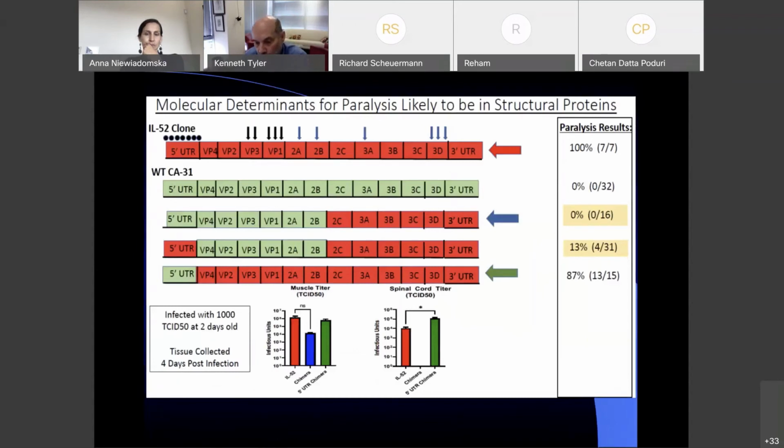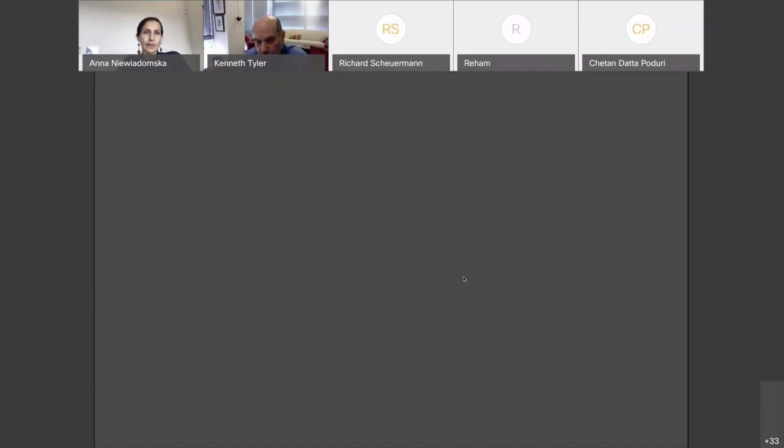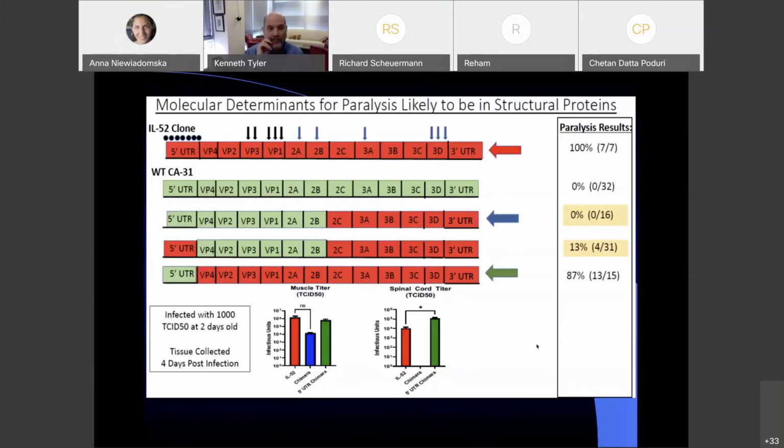We've started, and this is preliminary work, so it could change. Whoops, it looks like it disappeared for me. I was going to say I'll have to get Anna to come back. There we go. We've started to generate chimeric viruses. What I want you to see here is, in red, one of those very paralytic strains, Illinois 52. And I showed you that hole in the bar graph before with California 31, as we'll call it for shorthand, which doesn't induce paralysis.